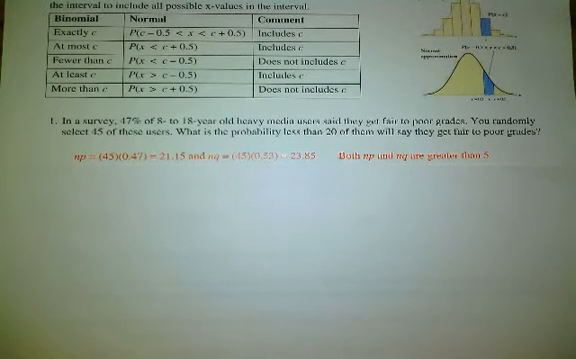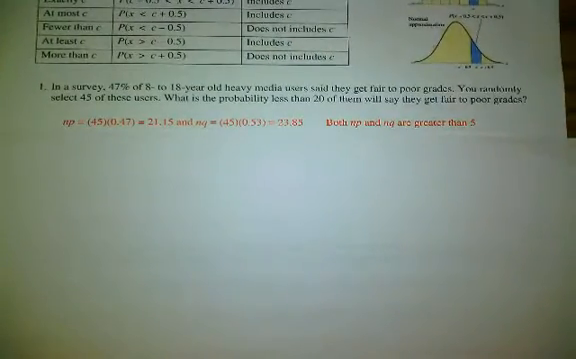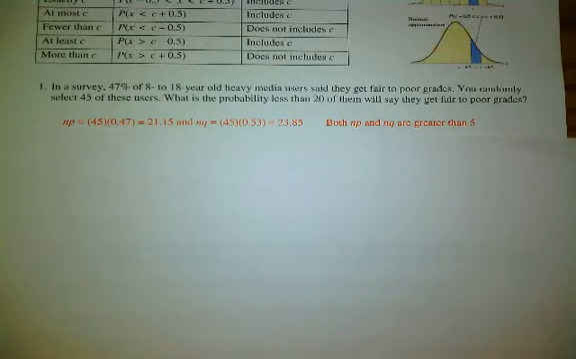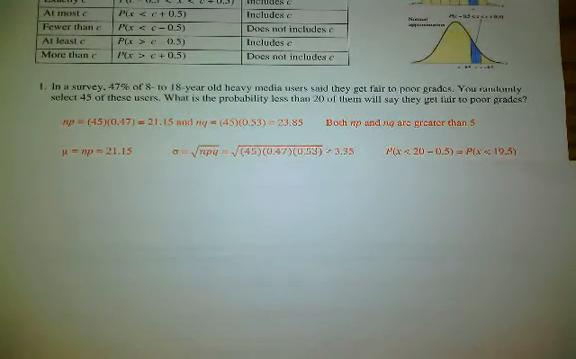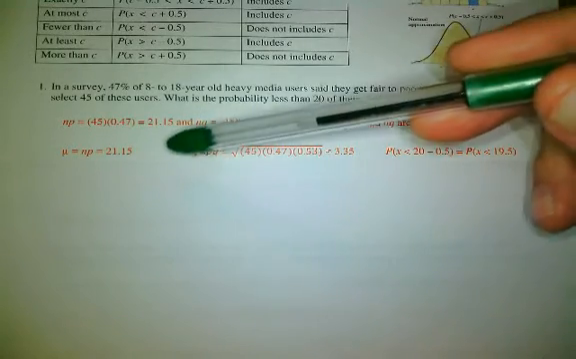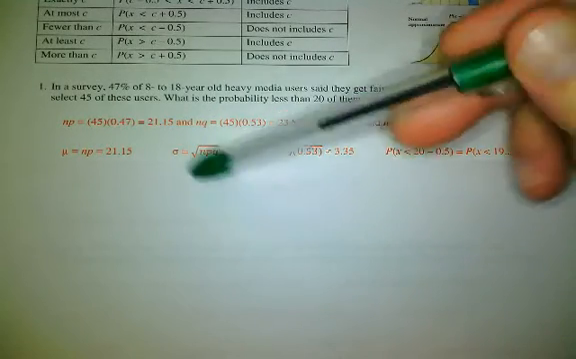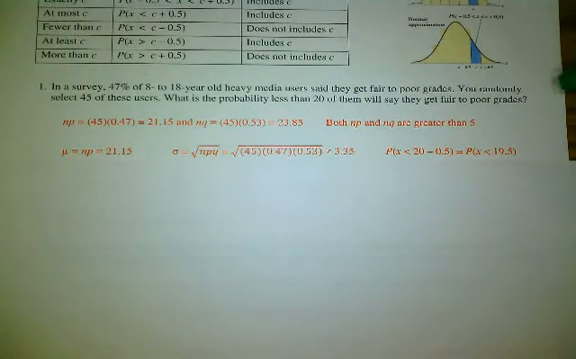Instead, we want to see. All right, first off, how about np and nq? Well, np, 45 times 0.47, gives us 21.15. nq, 45 times 0.53, and just as a reminder, 0.47 and 0.53 have to add up to 1. p plus q equals 1. So they're both greater than 5. We can use the normal distribution approximation. So the mean, np, same one we had here, 21.15. The standard deviation, the square root of npq, 45 times 0.47 times 0.53, we get 3.35.